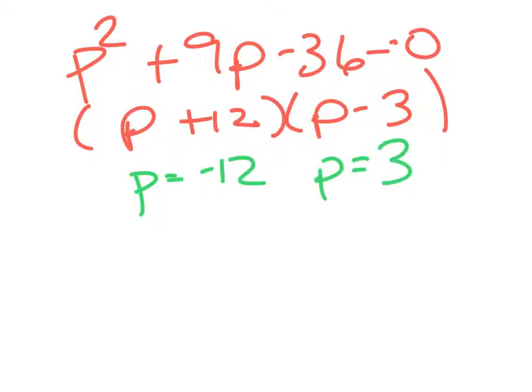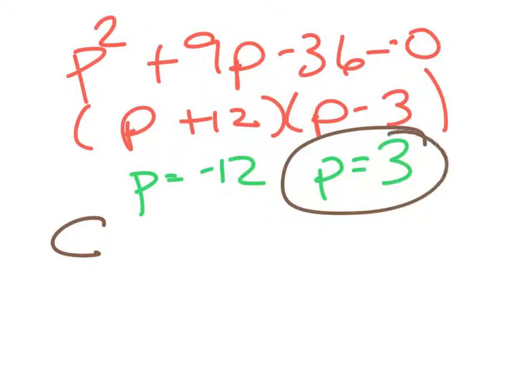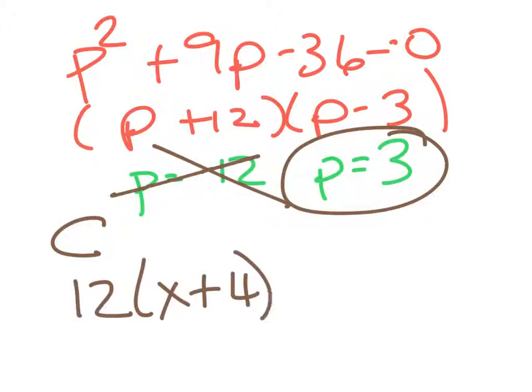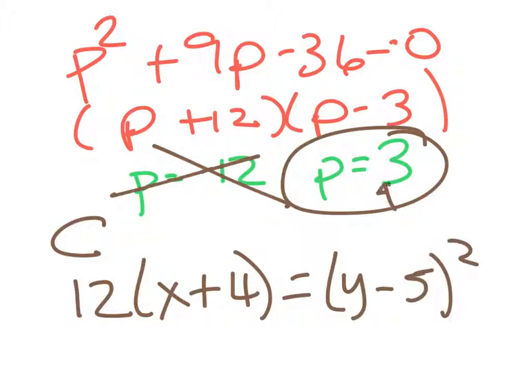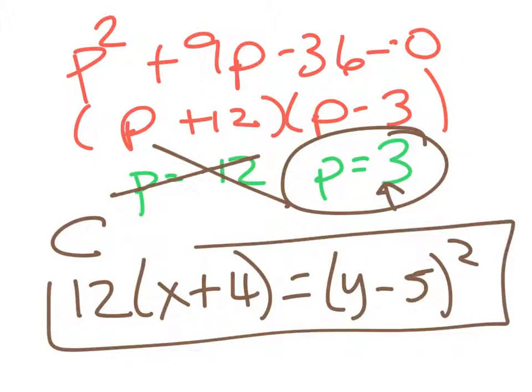But since we know that my graph is going to open to the right, p equals 3 has to be my p-value. So when we plug everything back in, we're going to get 12 times x plus 4 equals y minus 5, because we plugged this in to 4p. And that is my equation.